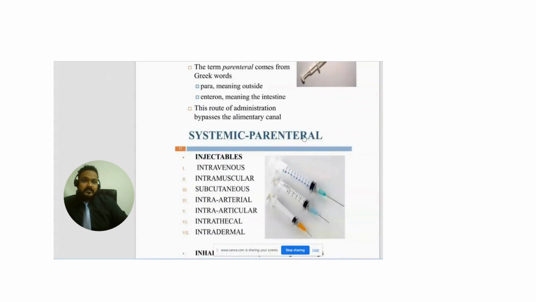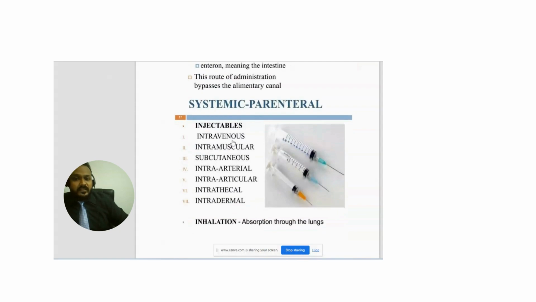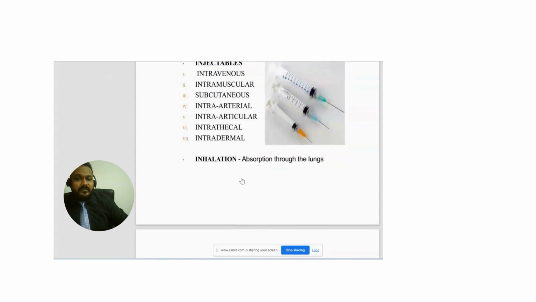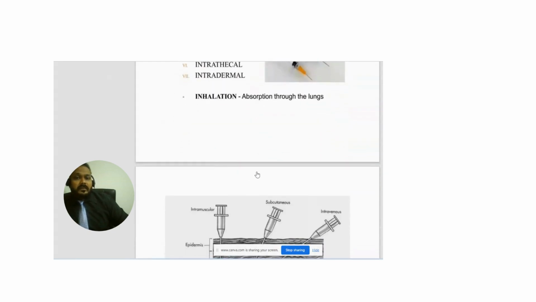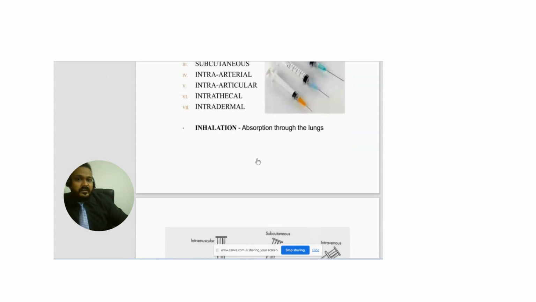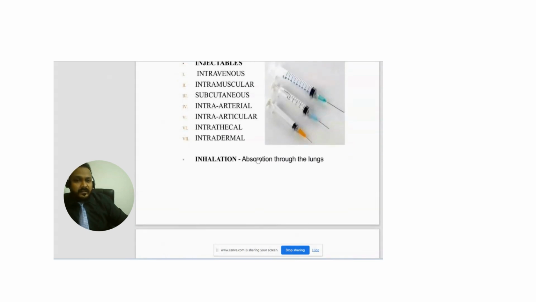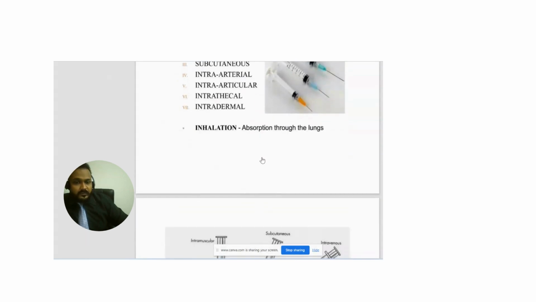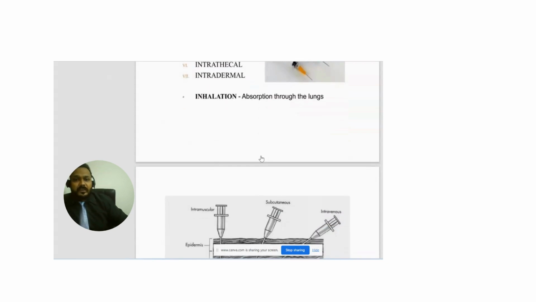Now, systemic parenteral examples are injectables: intravenous, intramuscular, subcutaneous, intra-arterial, intra-articular, intrathecal, intradermal. There is one more route for lungs in case of asthma, the nebulization technique and the asthma pumps. So this is the route for lungs, the inhalation route.